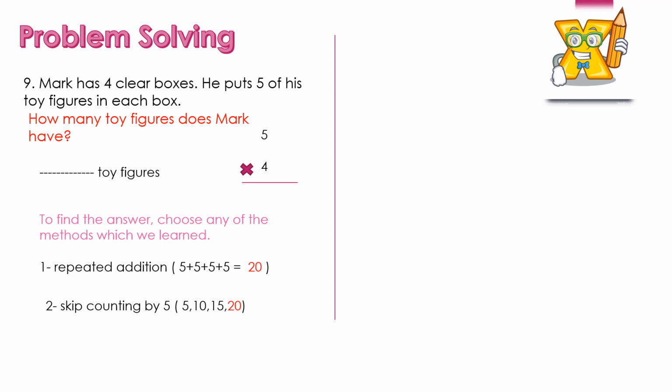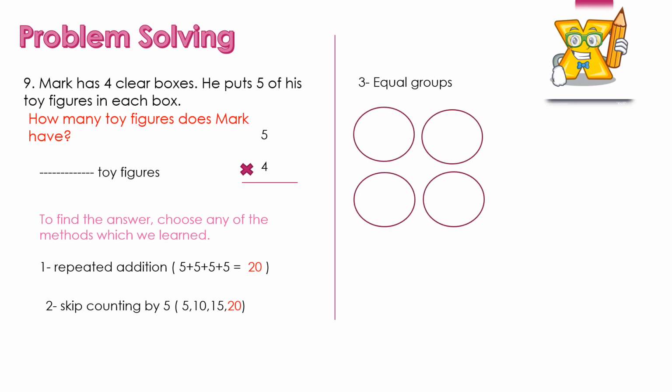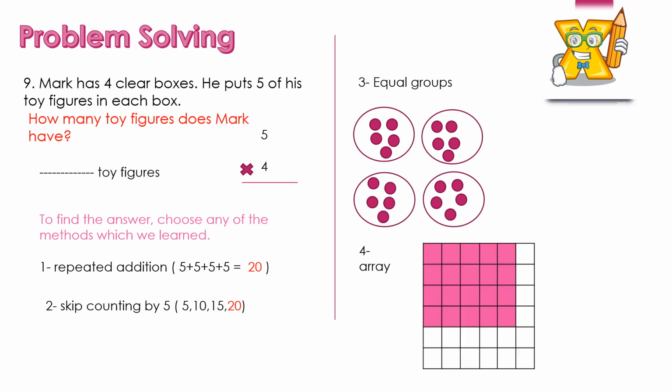Why do I start by 5? Why do I add 5? Because I have in each group, or in each box, 5. Skip counting by 5: 5, 10, 15, 20. Draw equal groups. How many boxes do I have? 4 equal groups. In each, I have 5 toy figures. I count how many in all. I find the answer.